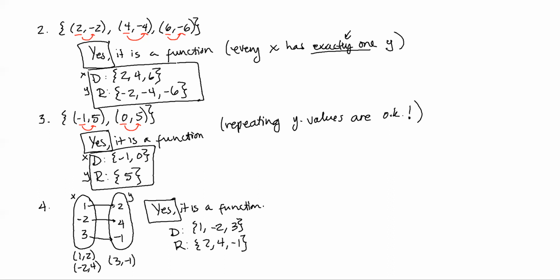You could also see something like this drawn as a chart. Just in case you guys see this, you'll have the x's on the left, so 1, -2, and 3. And then on the right, you'll have 2, 4, and -1. These ones, you don't need an arrow. You're not going to see arrows on this one. This just means the point 1, 2, -2, 4, and 3, -1, just like you've seen XY tables before.